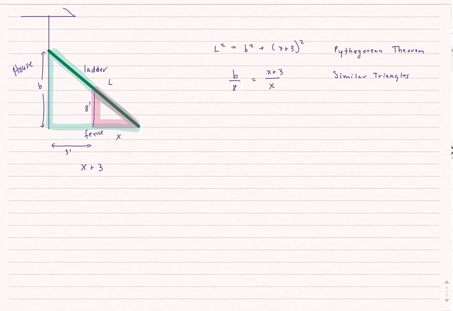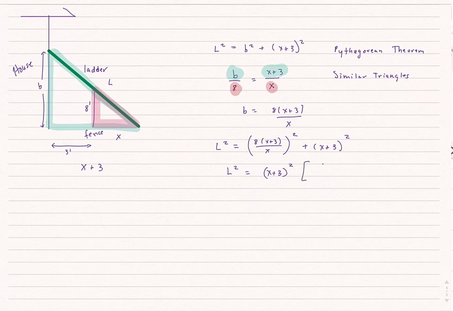Using similar triangles, I see that the side B is to the side of 8 foot, as x plus 3 is to x. Again, the B and the x plus 3 are from my larger green triangle, and my 8 and my x are from the smaller red triangle. So what I can do with this is solve for B. Once I know B, I can take this and plug it into my Pythagorean theorem. I can factor out an x plus 3, specifically an x plus 3 squared, and what's left behind is 8 over x all squared plus 1.